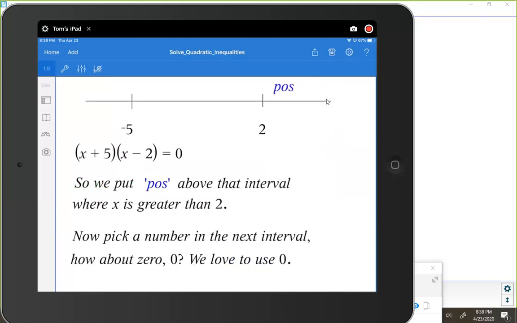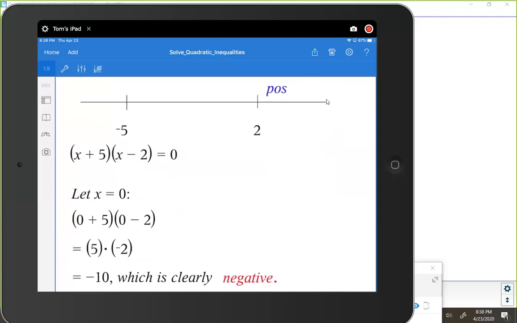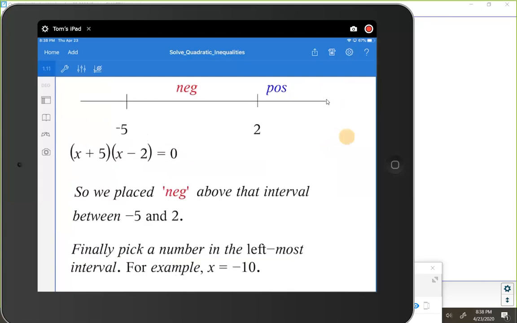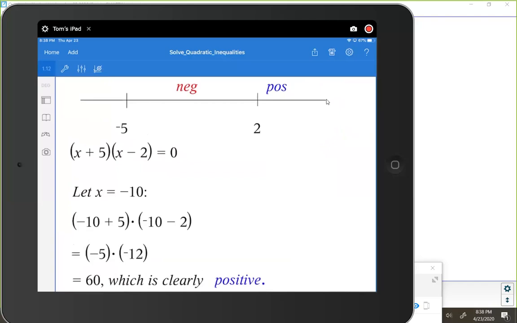Pick a number between -5 and 2, any number. If I can pick 0, love to use 0. So I'm going to pick 0. 5 times -2, -10, clearly negative, so negative goes up here. And then finally, a number smaller than -5, I pick -10. I'm getting negative times negative, which is positive, so positive.